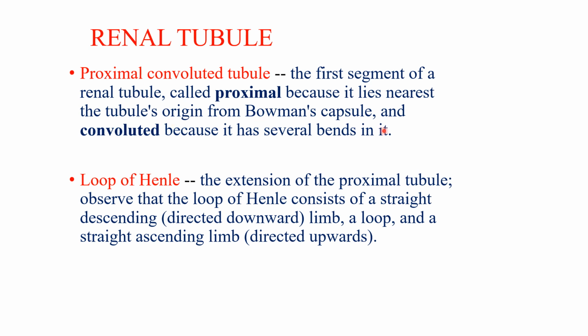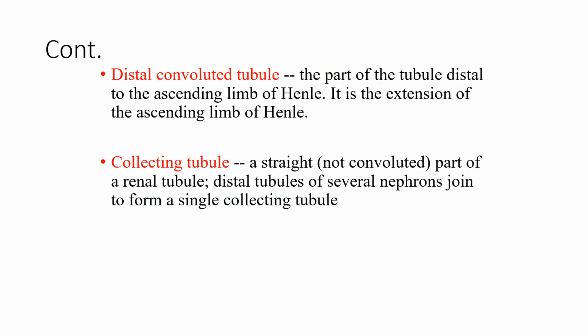proximal because it lies nearest to the tubule's origin from the Bowman's capsule, and convoluted because it has several bends in it. Then is the loop of Henle, the extension of the proximal tubule. Observe that the loop of Henle consists of a straight descending downward limb, a loop, and a straight ascending limb directed upwards.